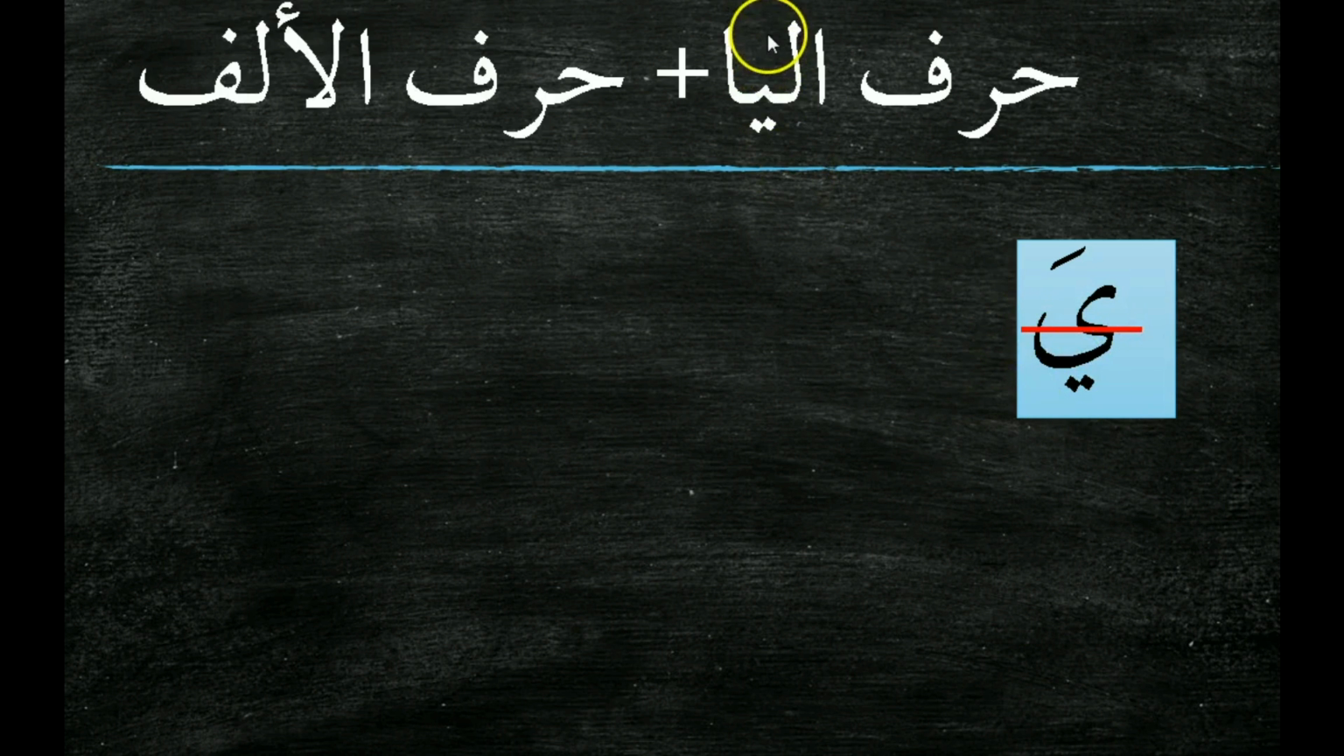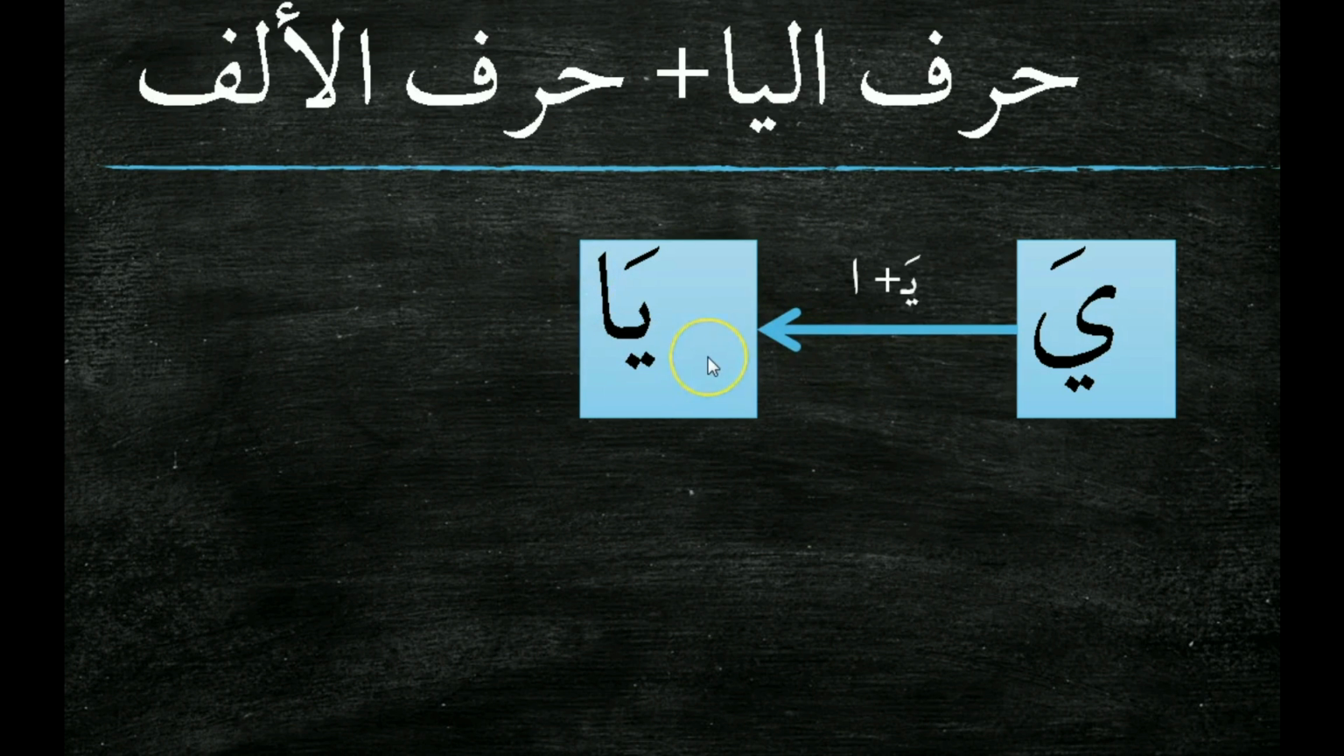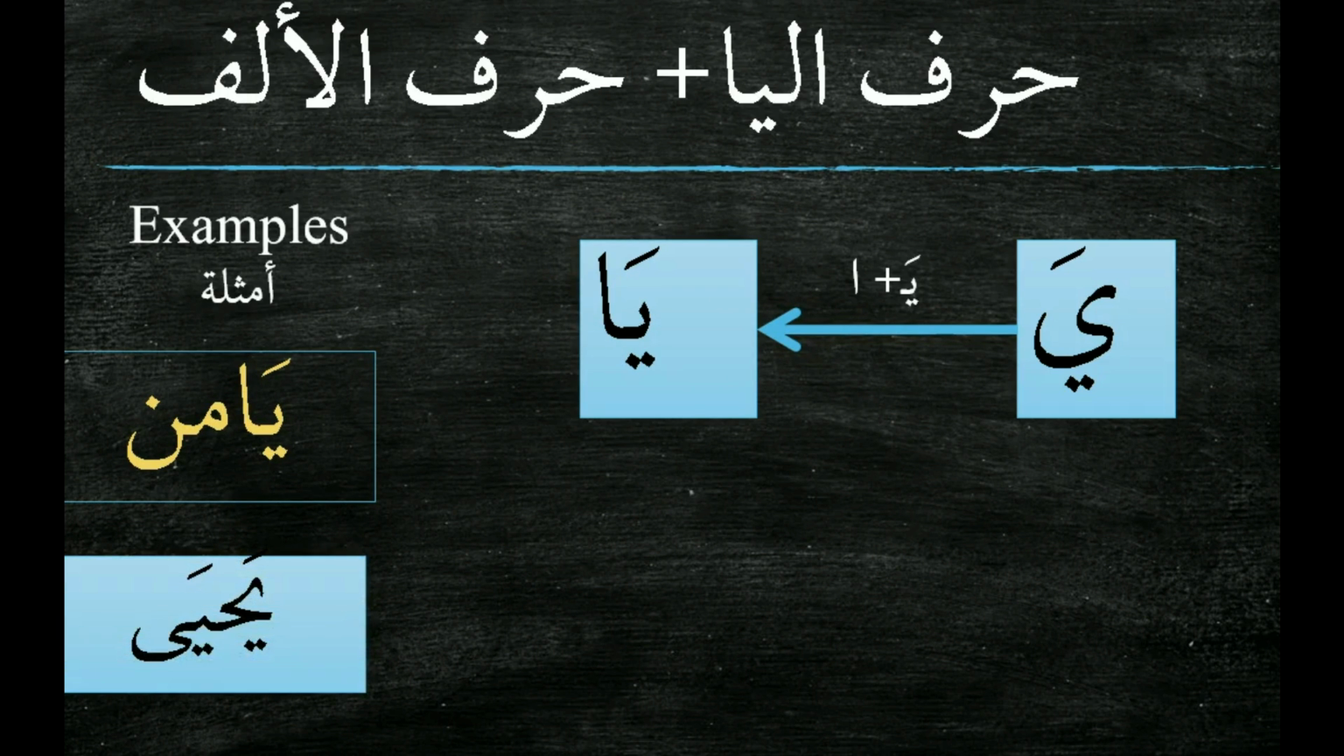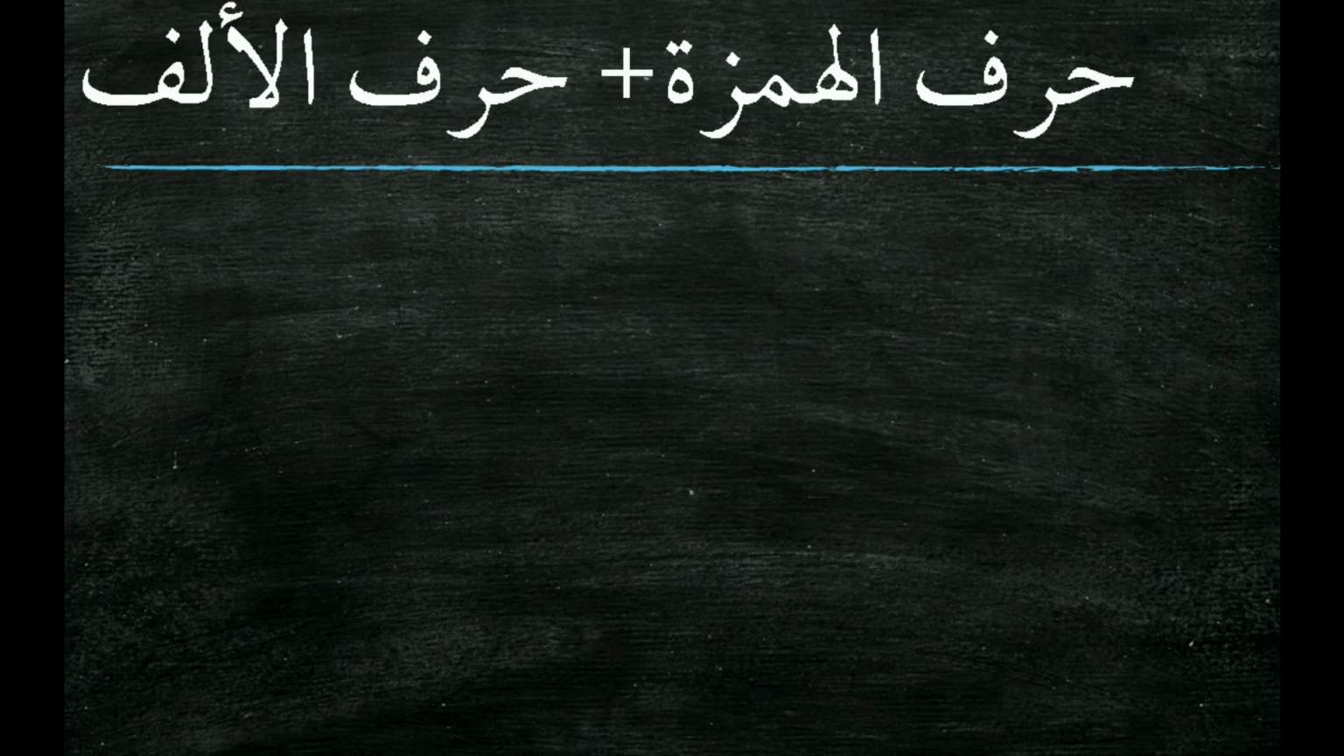When it's connected to the other letters in its word from both sides, it looks like a ta, but with two dots beneath it. So it's ya. I should have put an extension here because it connects to the ya from this side, but as we see here, ya, and here Yaman. يامن. يحيى.